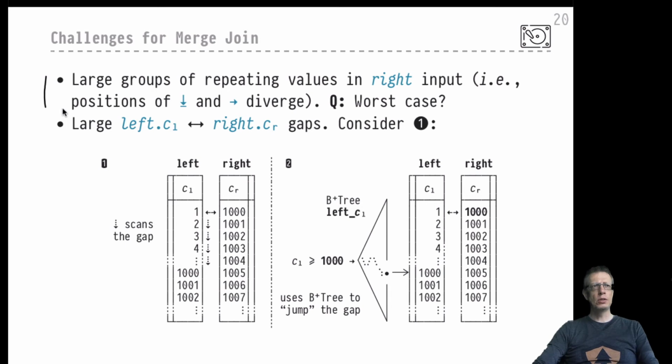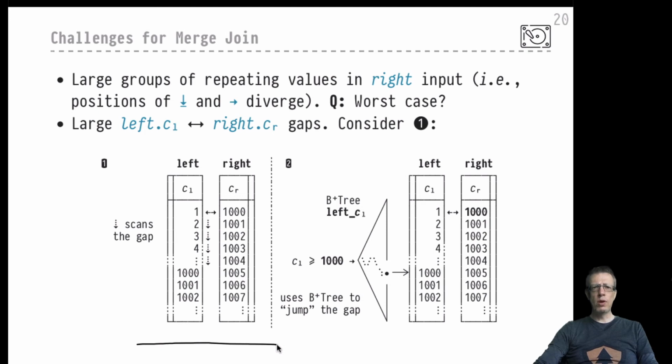Another challenge, the final challenge I would like to address here is this. It's large gaps between the join columns in the left-hand side and the right-hand side inputs. So left CL and right CR and the gaps of values between these. Okay, so let's again consider the left-hand side of this schematic. So I'm looking at this particular left-hand side here.